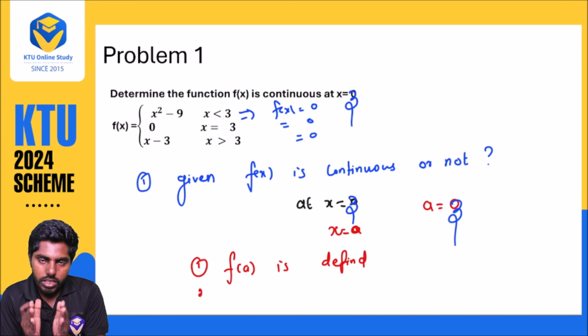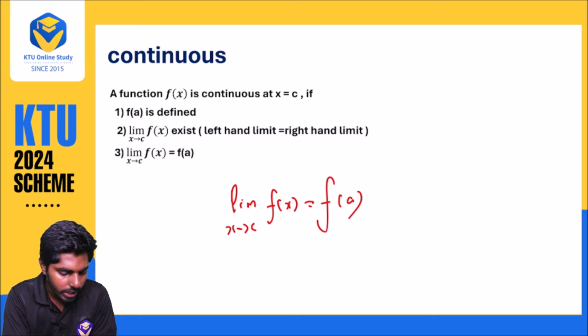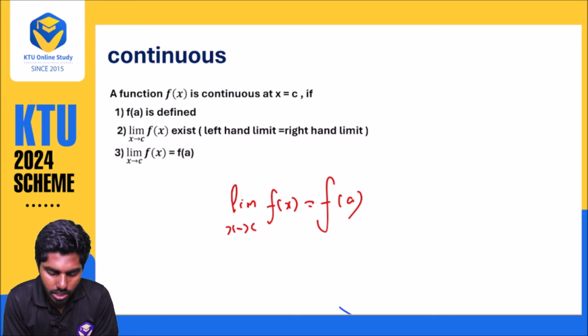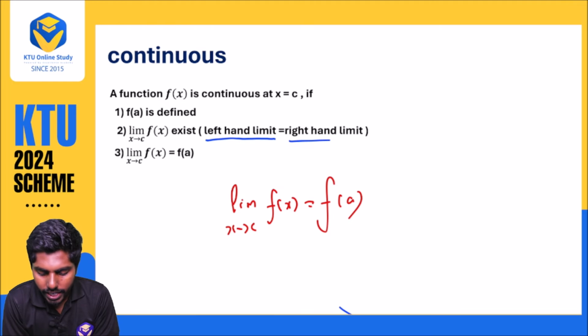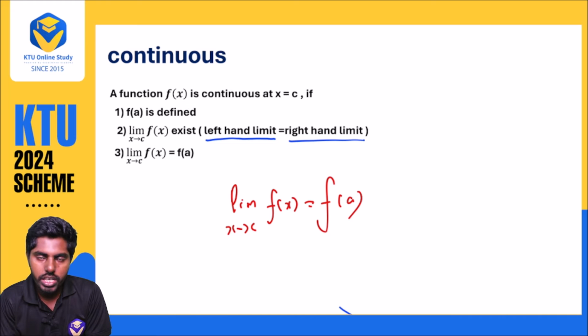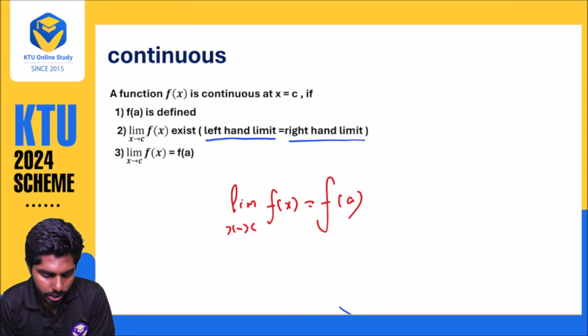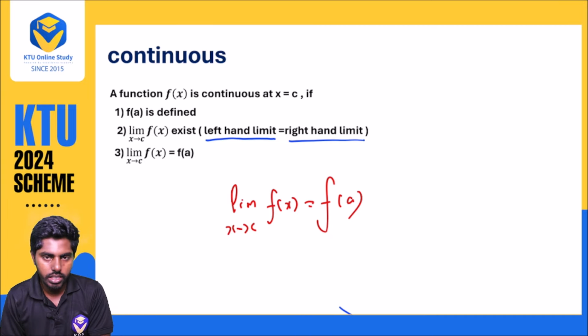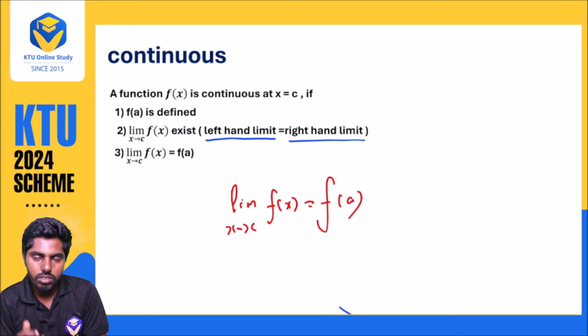Now whether the limit exists or not, that is the second condition. The limit as x approaches c of f of x exists. That means the left hand limit and right hand limit should be equal. When we solve, we get 0 is equal to 0. So we can say the limit as x approaches c of f of x exists. Then automatically the third condition will be satisfied. When the first two conditions are satisfied, the third condition will also be satisfied.